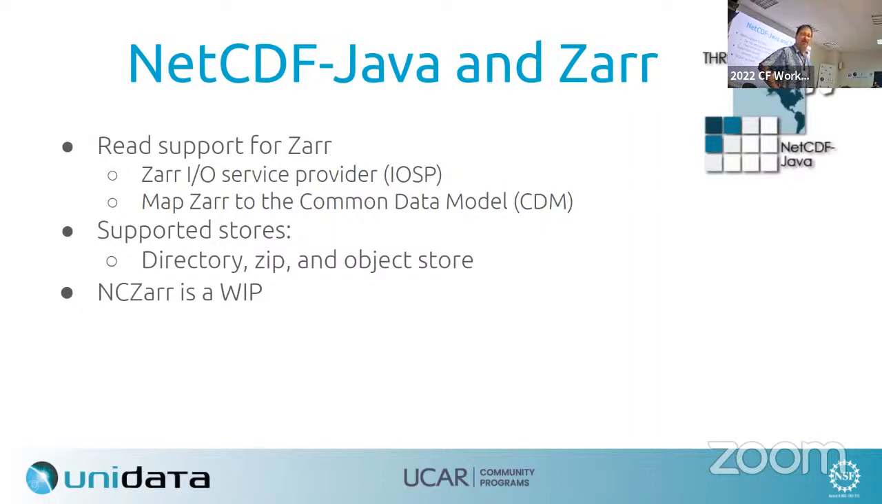Zarr is stored as individual objects or files for the metadata and for each chunk of the data, in a hierarchical structure. So it can be stored as files in a directory structure, which can be packaged up as a zip object, and then in an object store, of course, which is on the cloud. That's where Zarr started.